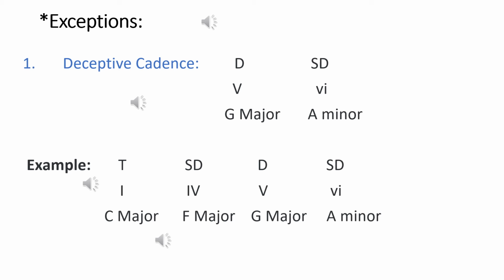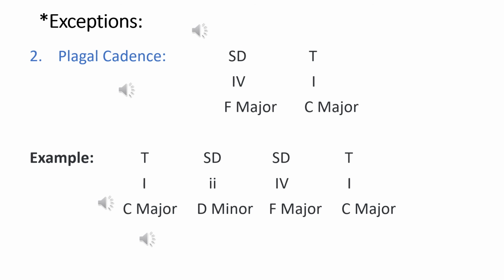Let's take a look at the example for deceptive cadence. So we go from tonic to subdominant to dominant and subdominant. So from 1 to 4 to 5, and instead of going back to 1, we go to 6. So C major, F major, G major, and A minor. Even though it doesn't follow the regular rule, it sounds very pretty the way it is.